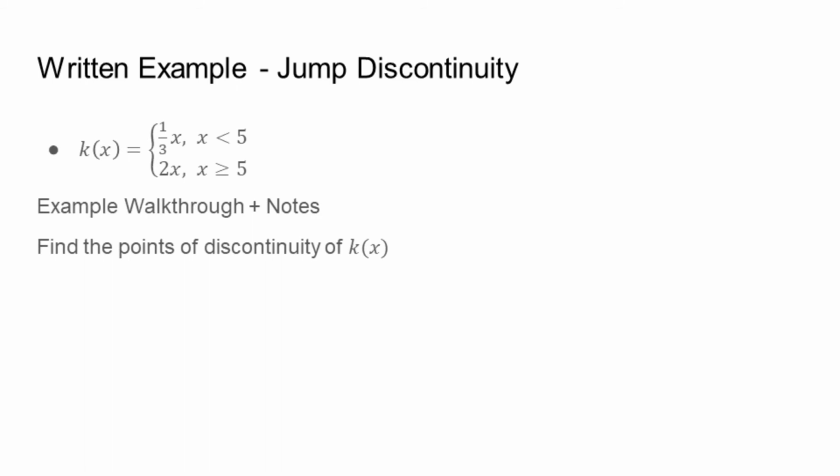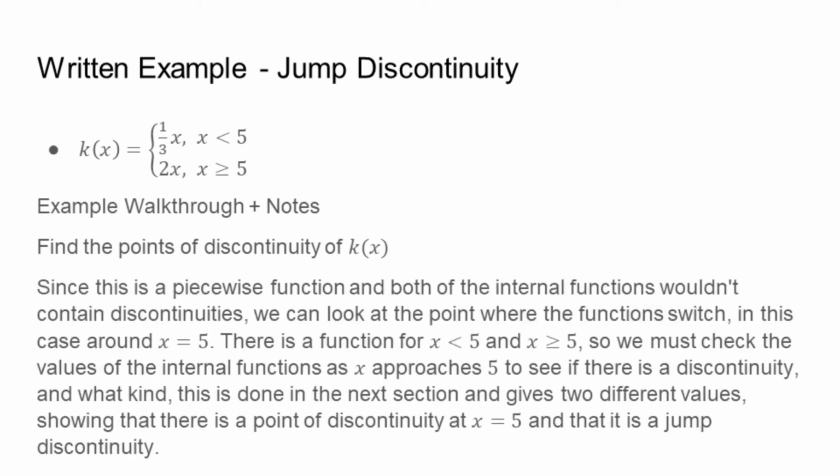Written example for jump discontinuity. So we have k of x and we're going to find the point of discontinuity for it. Since this is a piecewise function and both of the internal functions wouldn't contain discontinuities, we can look at the points where the functions switch, in this case around x equals 5. There's a function for x less than 5 and x greater than 5, so we must check the values of the internal functions as x approaches 5 to see if there's a discontinuity, and what kind. This is done in the next section and gives two different values, showing that there is a point of discontinuity at x equals 5 and that it is a jump discontinuity.